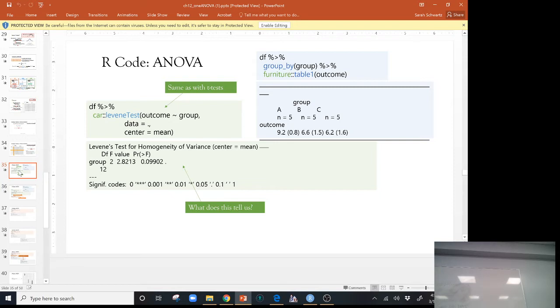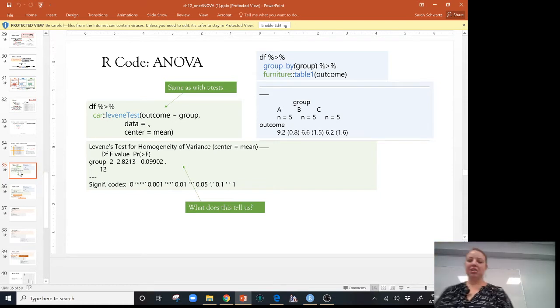Now, are these standard deviations exactly the same? No, what are they? They're 0.8, 1.5, 1.6. Are the spreads exactly the same? No. But Levene's test is telling us we can proceed as if they're the same because they're similar enough for our needs. Okay? So Levene's test says the spreads are close enough to the same to go. Now we want to know, are the averages the same?